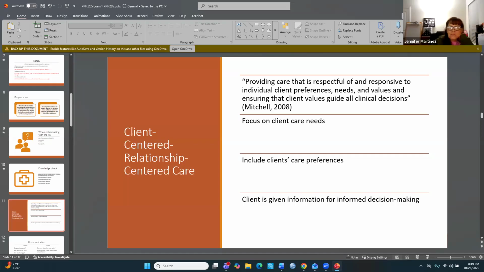So again, we're going to give the client all the information that is necessary for them to make an informed decision, the best decision for them. And then, of course, we make sure that we respect their decisions without any kind of bias.